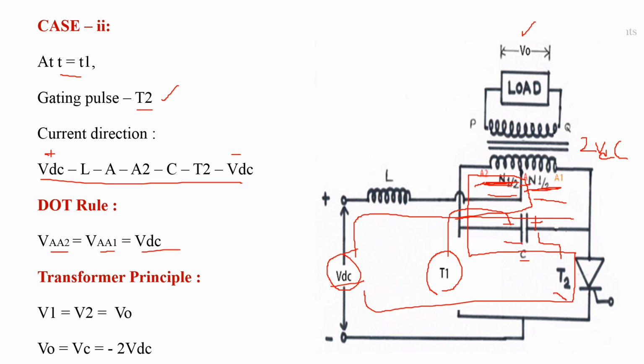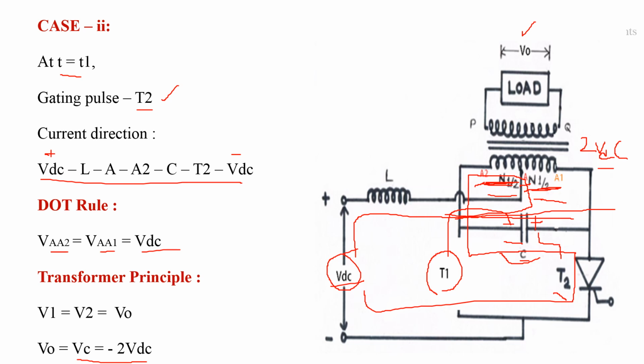So the same amount of voltage appears across the capacitor, but the voltage across the capacitor is minus 2 VDC. Why? Because in the previous case current was flowing in this direction, but in this case current is flowing opposite to the previous direction. So the total primary voltage appears across the capacitor, but as a negative voltage. Why? Because of the opposite direction of current.